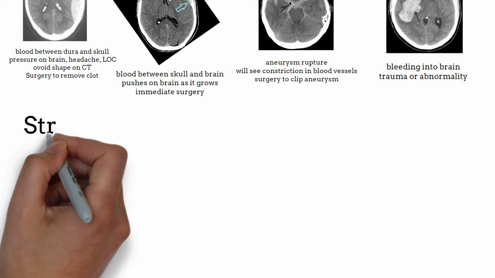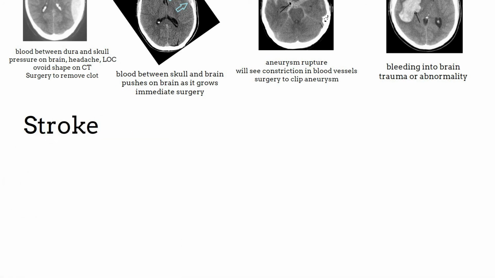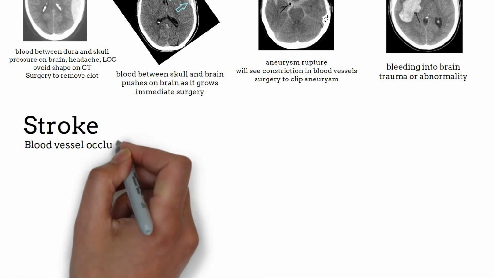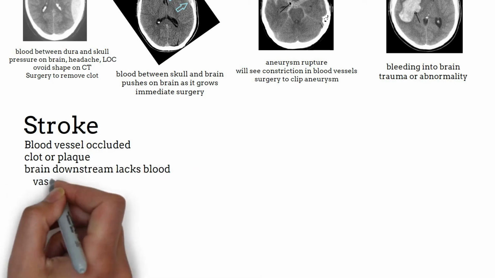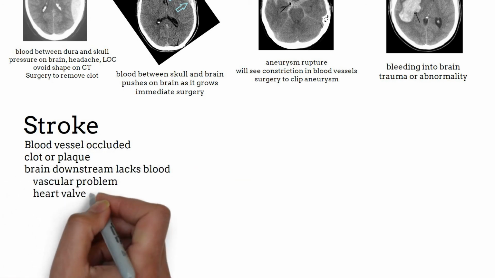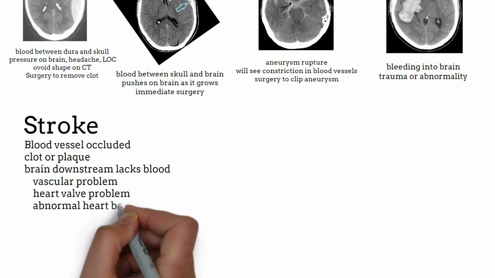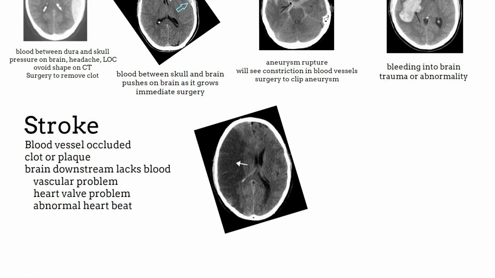A stroke can be considered the opposite of a hemorrhage. A stroke occurs when a blood vessel is occluded, either from a clot or plaque formation. Blood cannot get past the occlusion, and the brain that depends on that blood will die. The brain on a CT scan will show a lack of blood to that area of the brain.